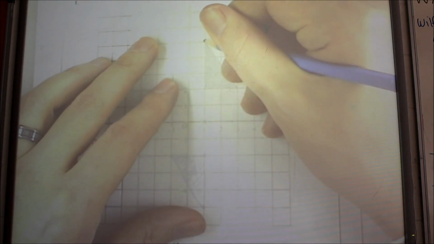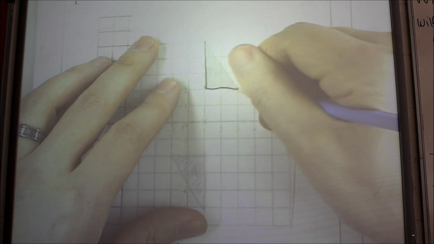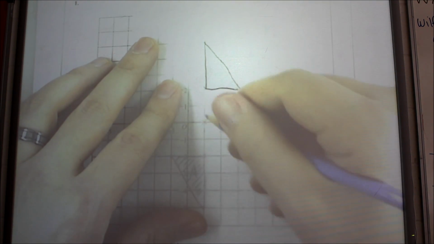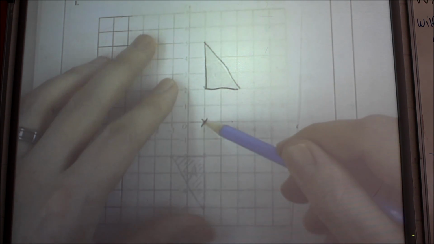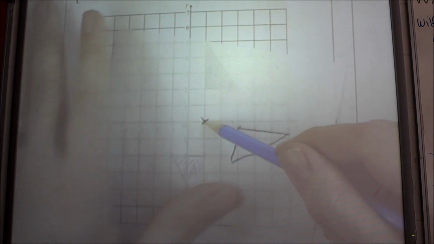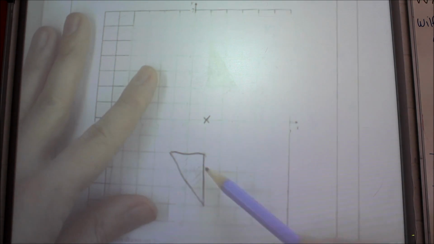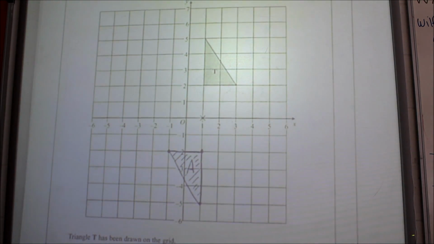So put it over the shape, draw around it. Mark on the point you're going to rotate around, which is there. And then you just rotate it 180 degrees, as it says in the question, and it will end up there, which is what I've done. So that's what you should have got for that.